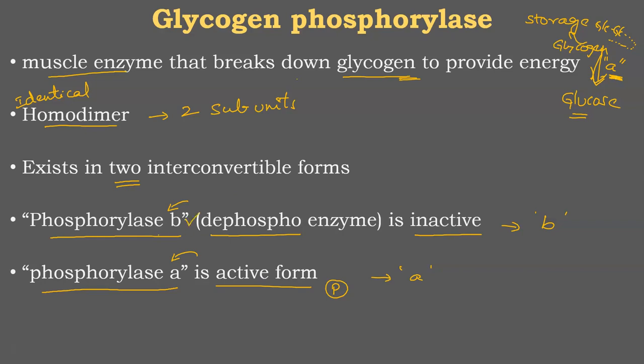Why does the B form exist? Glycogen need not always be broken down. That means we do not always require the breakdown of glycogen. The glycogen should be broken down when we don't take food or when we are in starving conditions. Only then should the glycogen phosphorylase enzyme be in the active form. Otherwise, if we are taking a sufficient amount of food, there is no need for the breakdown of glycogen, and the glycogen phosphorylase enzyme should be in the inactive form.